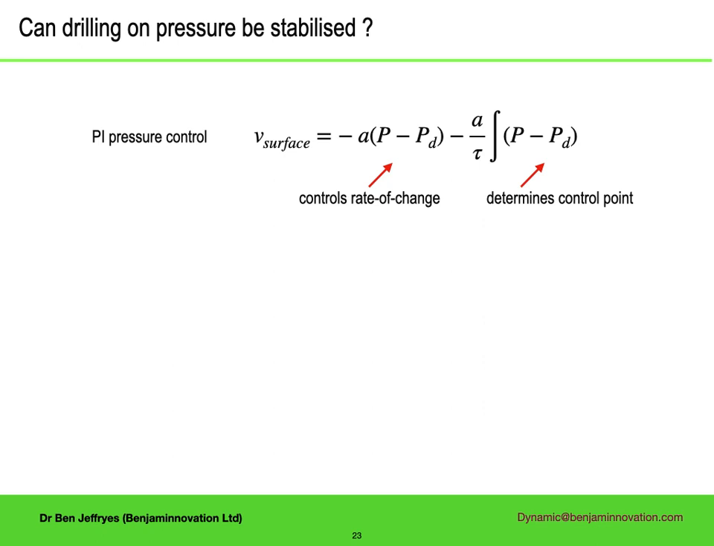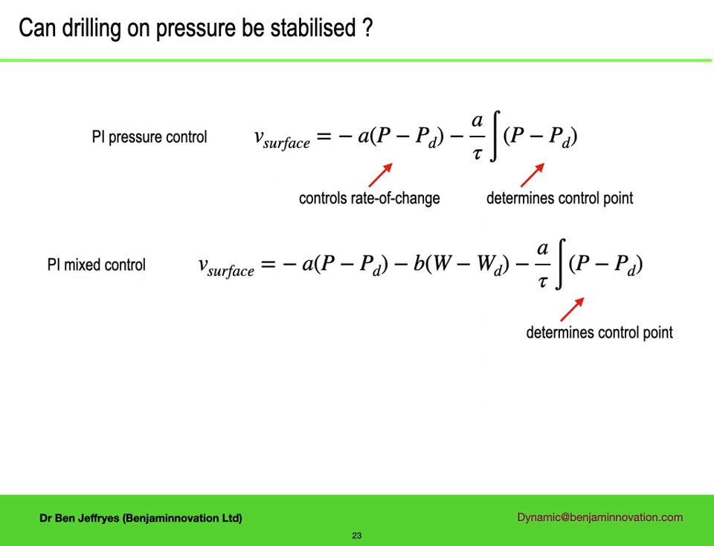This equation shows normal PI control on pressure, with a proportional term and an integral term. The proportional term controls how fast the system responds to change. The integral term determines what it converges to, when it does converge. With mixed control, we leave the integral term unchanged, so the system still converges to the right pressure, but in the proportional term, we include a weight term.